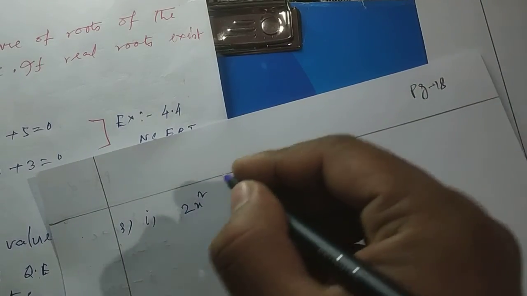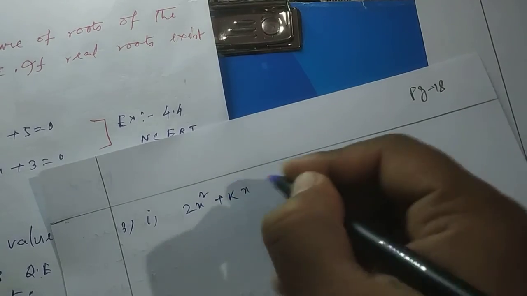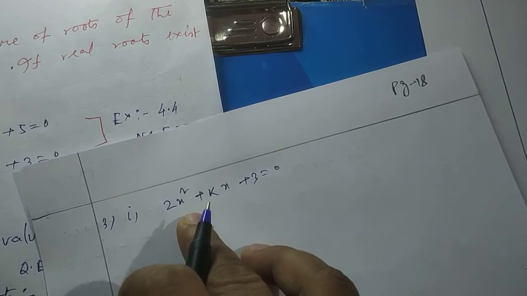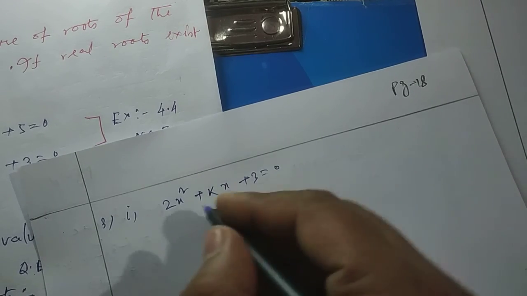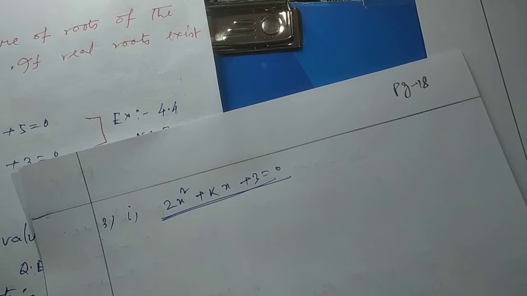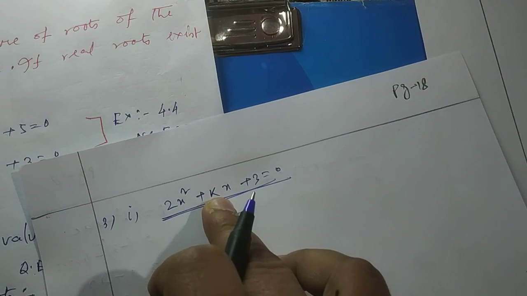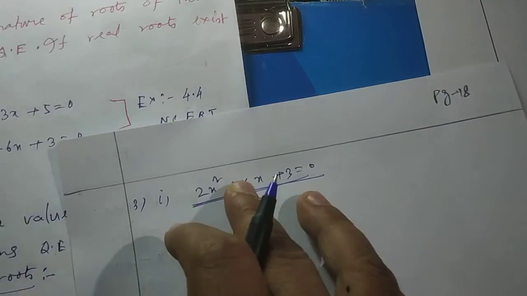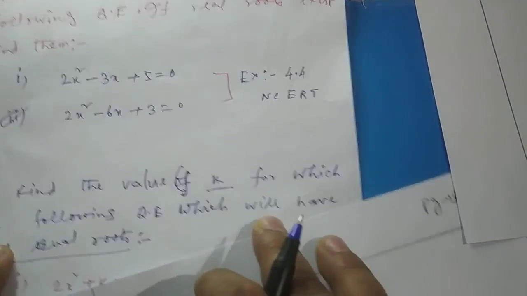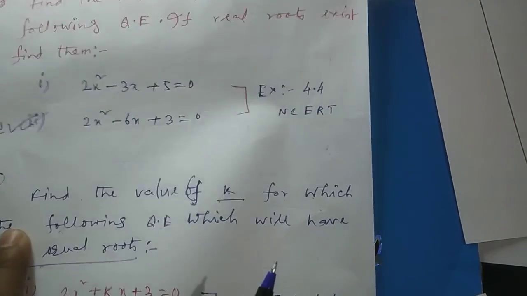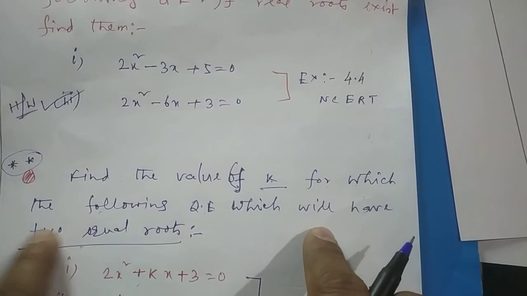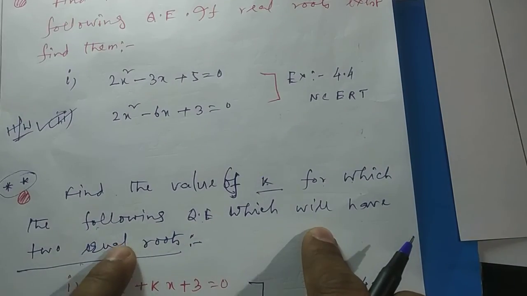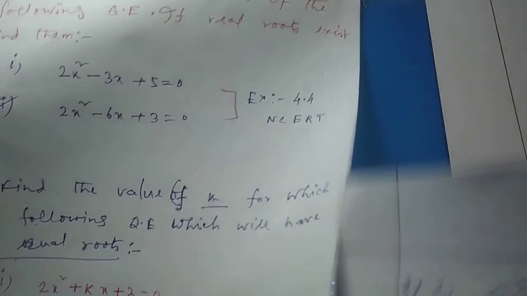Here the given question is 2x² + kx + 3 = 0. Now we have to find the value of k for which the equation will have two equal roots. Here k is unknown. To find the value of k, one condition is already mentioned in the given question. What was the condition? Find the value of k for which the equation will have two equal roots. That is the given condition. So you have to use this concept to find the value of k here.